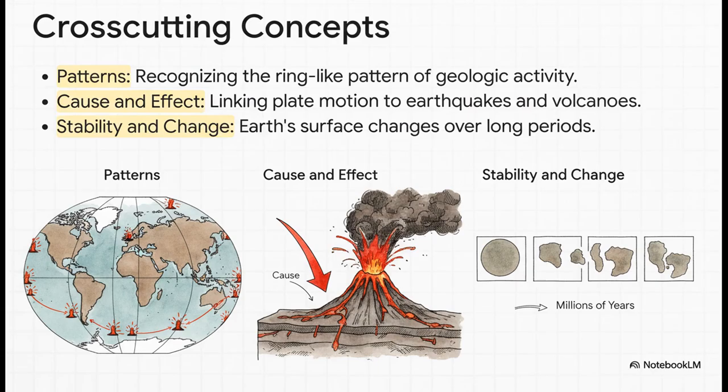And this is where it all clicks into place, the cross-cutting concepts. This is where students zoom out. They start to see the big picture. They recognize the obvious pattern in the Ring of Fire. They connect the cause, that's the plate movement, to the effect, the volcanoes and earthquakes. And they grasp this massive idea of stability and change, that our planet isn't static, it's always in motion.